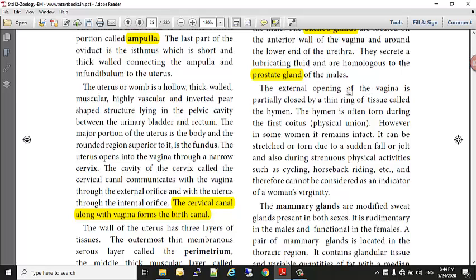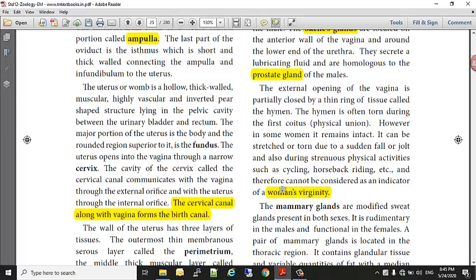The external opening of the vagina is partially closed by a thin ring of tissue called the hymen. The hymen is often torn during the first coitus. However, in some women it remains intact. It can be stretched or torn due to a sudden fall or jolt, and also during strenuous physical activities such as cycling, horseback riding, etc., and therefore cannot be considered as an indicator of a woman's virginity.